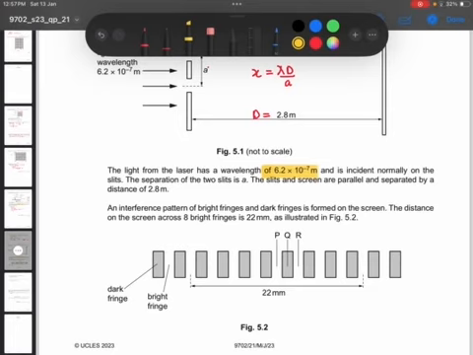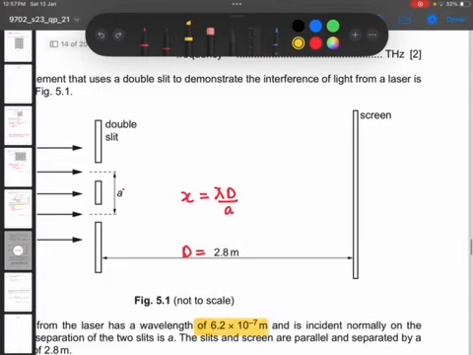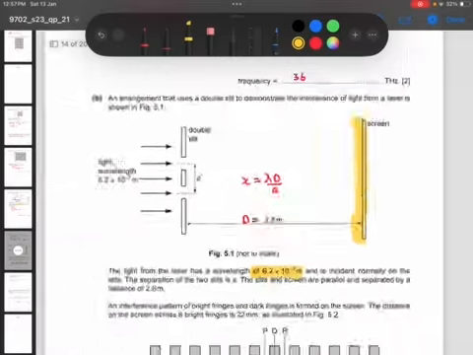So an interference pattern will be formed on this screen. This you must know. There's a screen here. An interference pattern of dark and bright fringes is formed. We explained this one: bright fringes are formed because of constructive interference, and dark fringes are formed because of destructive interference. So an interference pattern is formed on that screen. Dark and bright fringes, destructive and constructive interference.